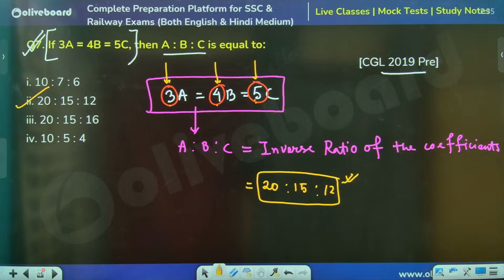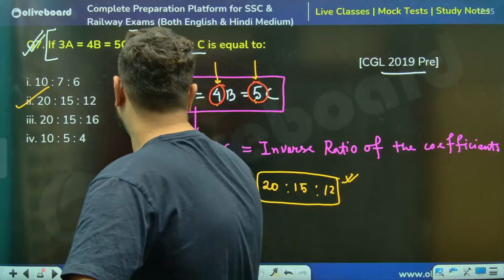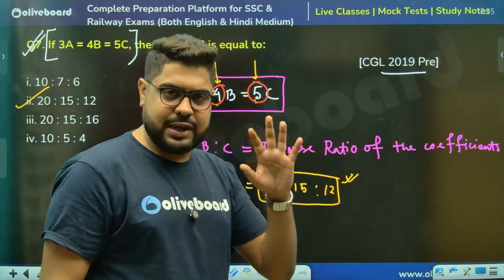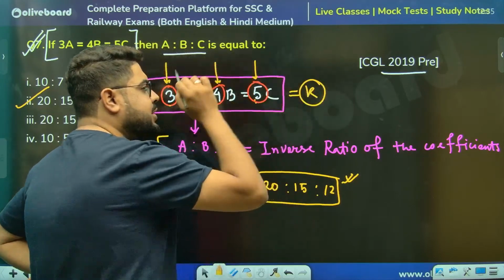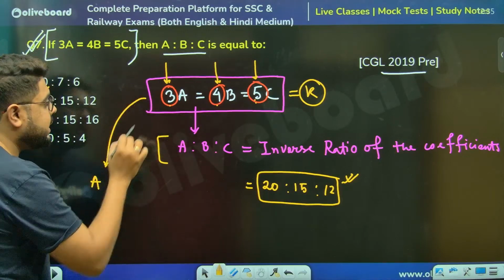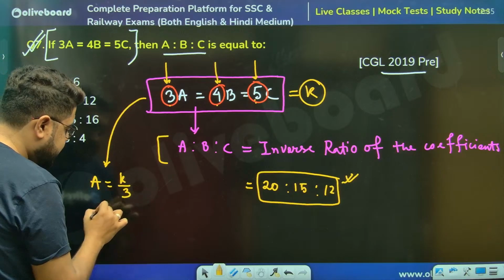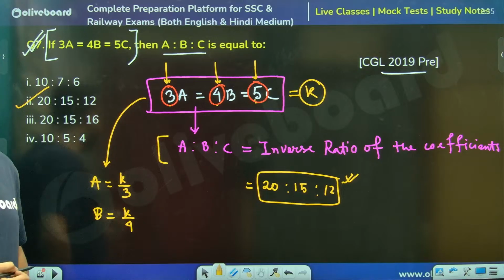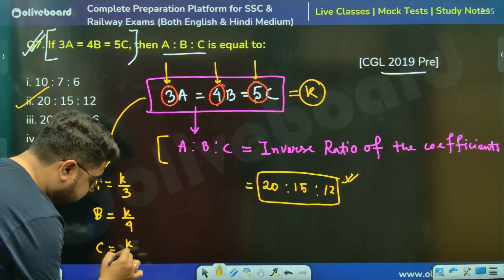Everybody clear? Now, there might be a question around the corner, sir. Why are you saying this will be the inverse ratio? Let's see. For that, you need the traditional method, sir. I'm taking this as k. So from this line, can I say 3a is equal to k? So a is equal to k divided by 3. 4b is equal to k, so b is equal to k divided by 4. 5c is equal to k, so c is equal to k divided by 5.